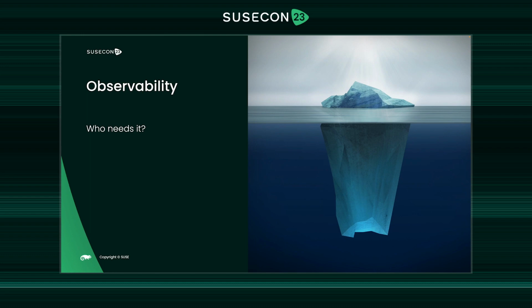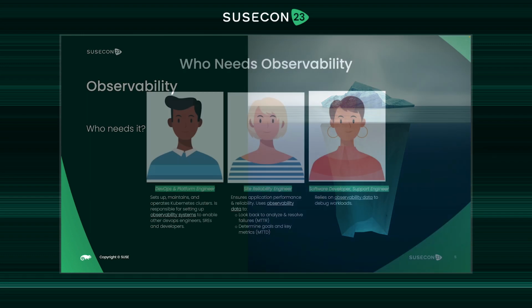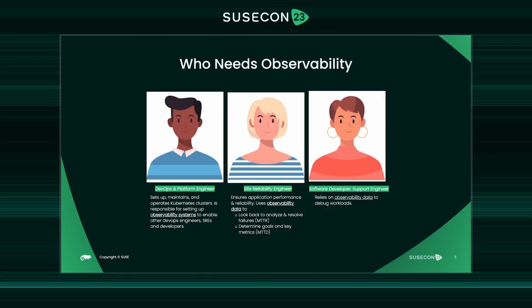Let's take a look at who needs observability. There are a couple of personas that rely on observability data and systems. First, you have your DevOps and platform engineers that set up, maintain, and operate Kubernetes clusters. They are typically responsible for setting up observability systems to enable other DevOps engineers, SREs, and developers to do their jobs. Next, you have your site reliability engineers who are responsible for application performance and reliability.